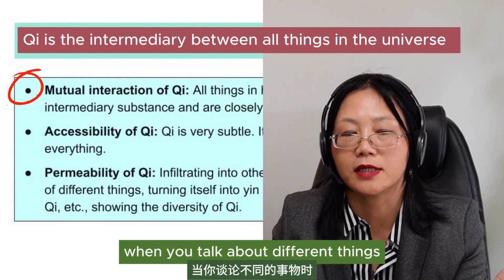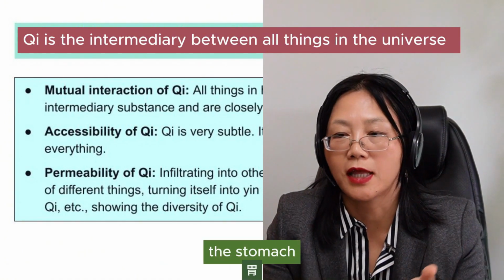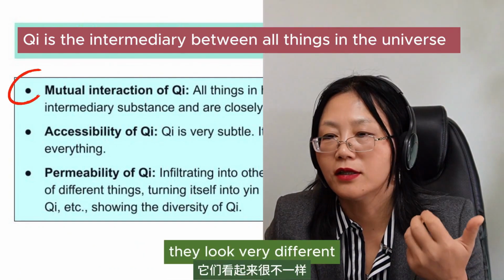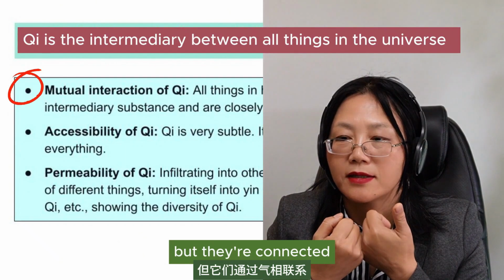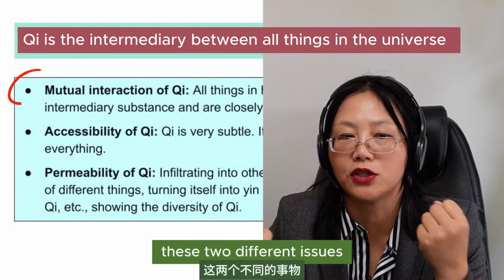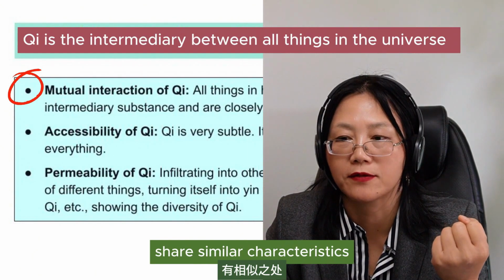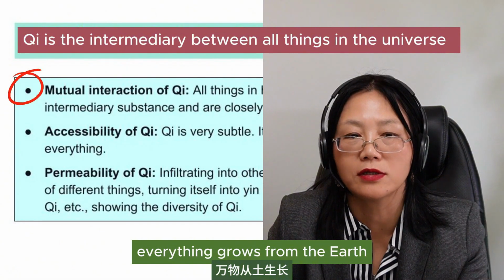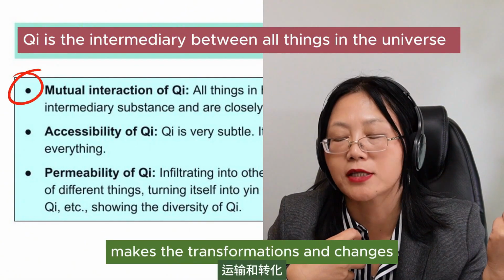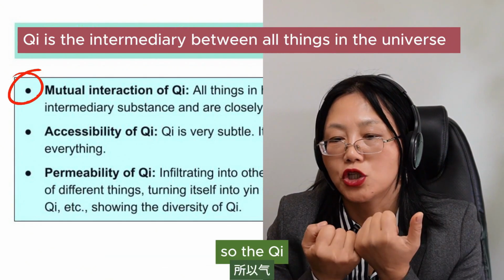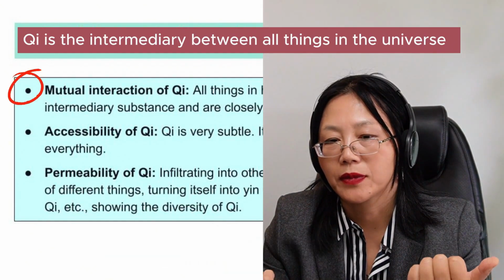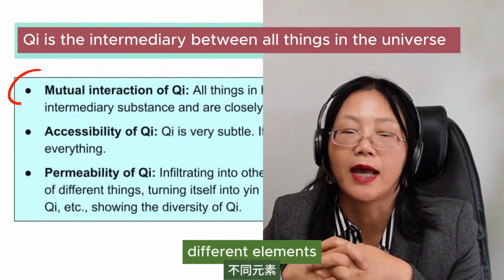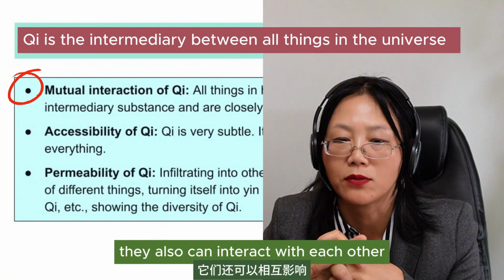When you talk about different things, like the earth and the stomach, or the earth and the spleen, they look very different, but they are connected by qi. These two different things share similar characters: the earth grows everything, everything grows from the earth, and the spring also makes transformations and changes. The qi, as an intermediary, can make them affect each other. Or inside the same thing, different elements can also interact with each other.